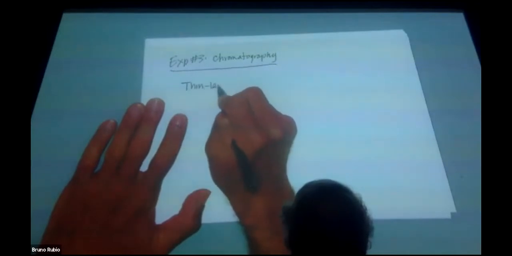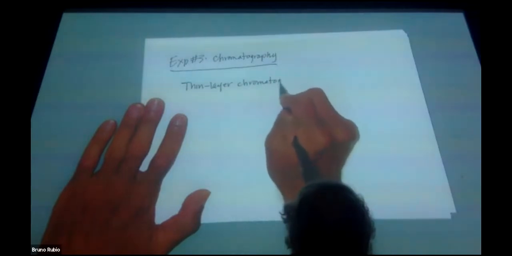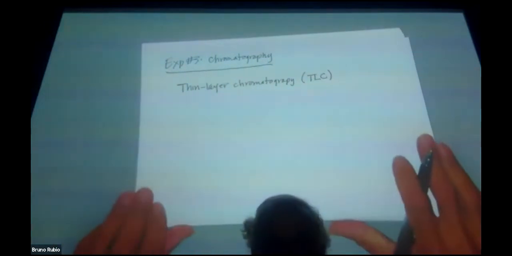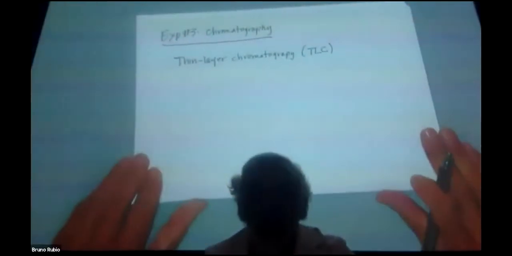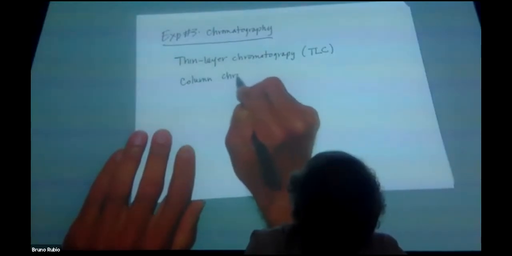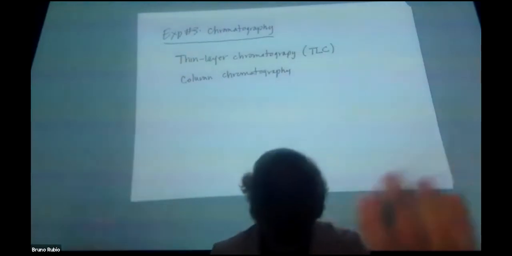And so we're dealing with two types of chromatography: thin layer chromatography, and this is abbreviated TLC, right? Not tender loving care, but thin layer chromatography. It takes an awful long time to say and to write, so we just always say TLC. And column chromatography. And these two are very much related.